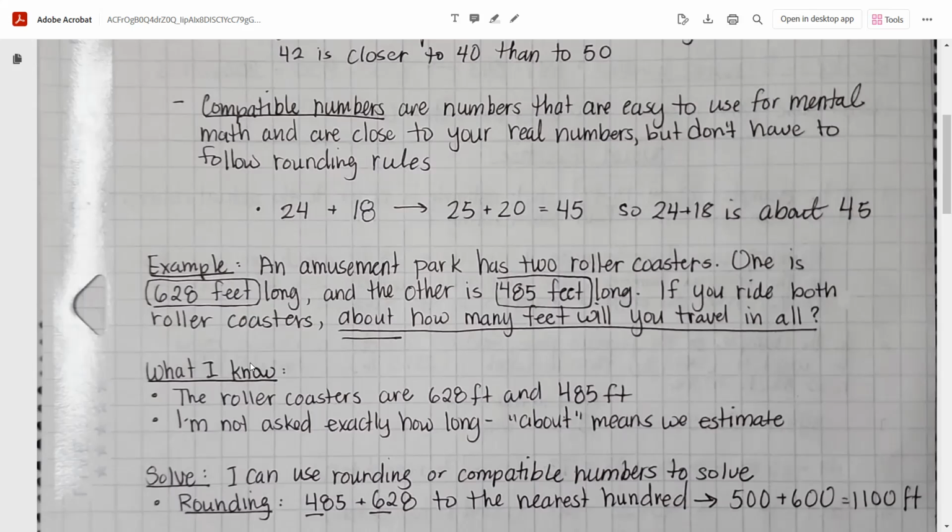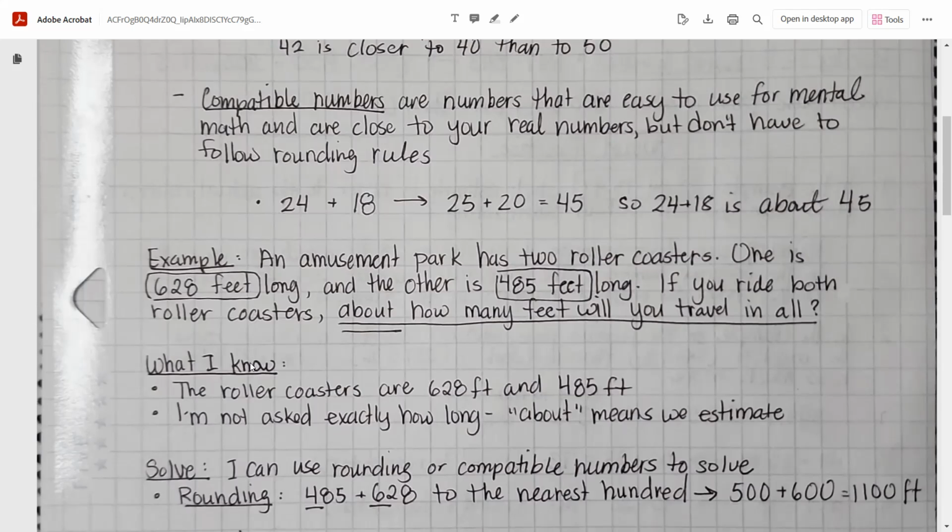Let's take a look at our first example. An amusement park has 2 roller coasters. One is 628 feet long. The other is 485 feet long. If you ride both roller coasters, about how many feet will you travel in all?